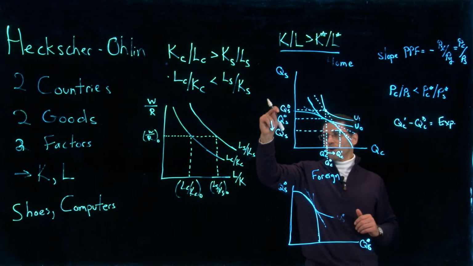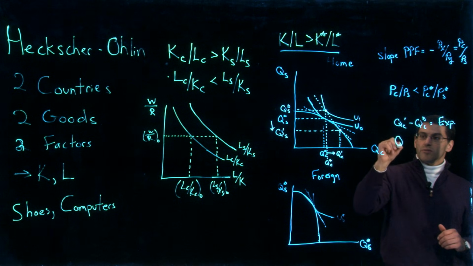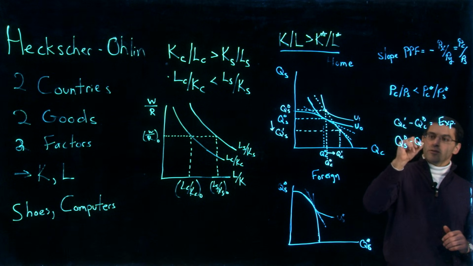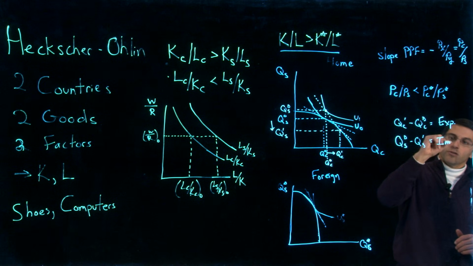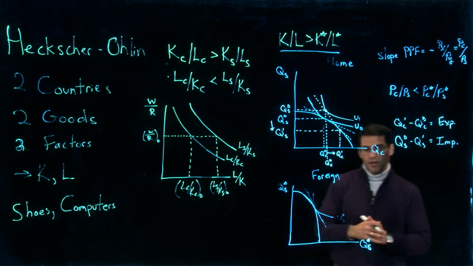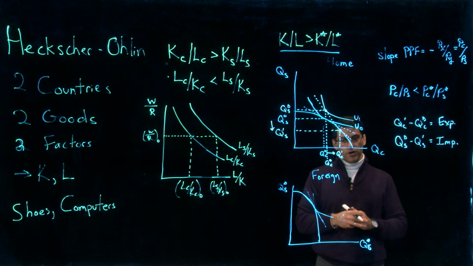Likewise, we're consuming QSD shoes, but only producing QS1, so that difference is our imports of shoes. Okay. And likewise, we could go in and do the same thing for the foreign country.